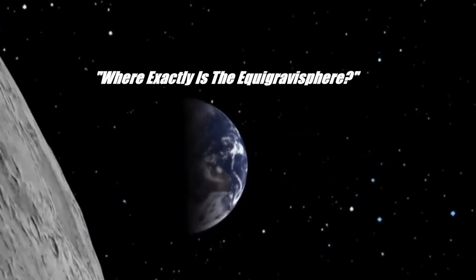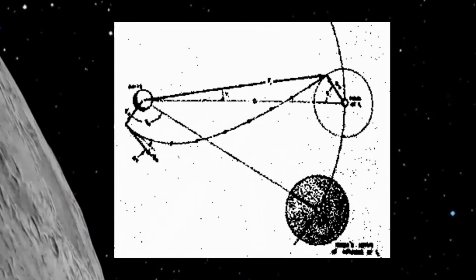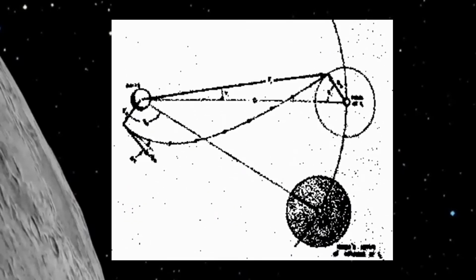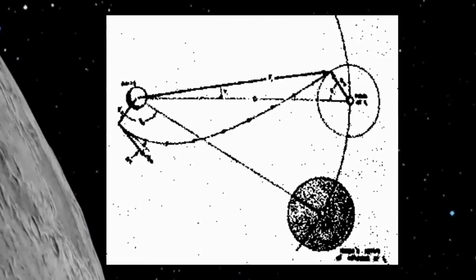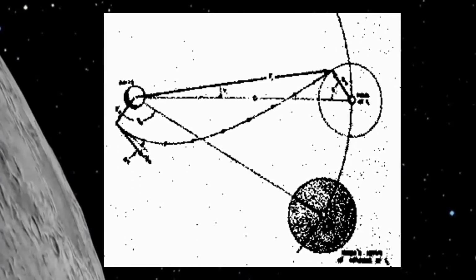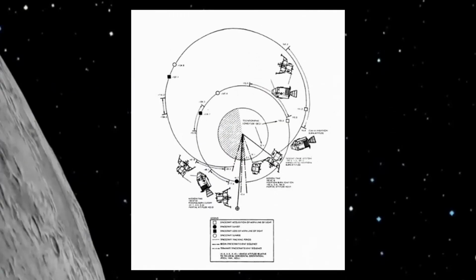Where exactly is the equigravisphere? There's one more curious anomaly, and that is regarding the equigravisphere, the point at which Earth and the Moon exert equal pull or gravity, also called the gravitational neutral point, which was necessary for the calculated neutral point, CNP, at the date and time of Apollo 11.